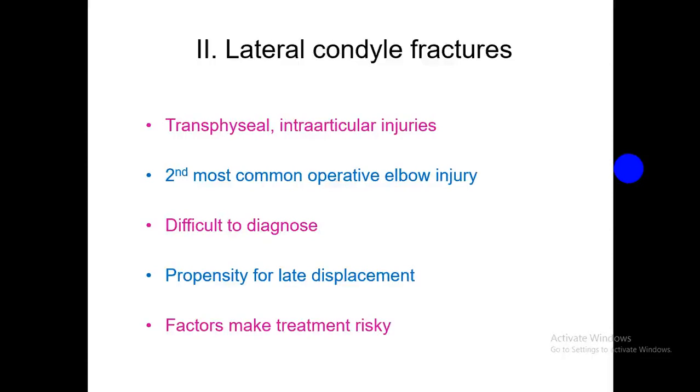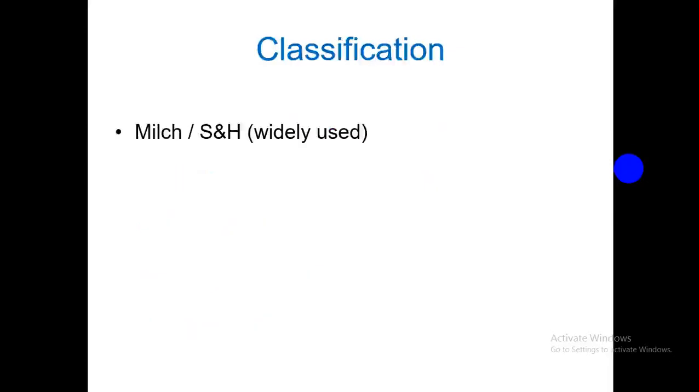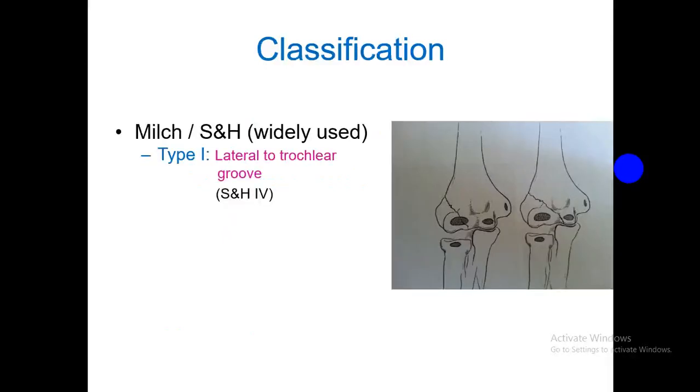Factors sometimes make treatment risky, and we'll come to this when we talk about the open reduction. They are classified according to Milch and Salter-Harris, the widely used classifications, into a type 1, which is a fracture going into the joint lateral to the trochlear groove. And this type 1 is a Salter-Harris type 4, because it goes across the epiphyseal plate, into the epiphysis, into the joint. So this is a type 4.